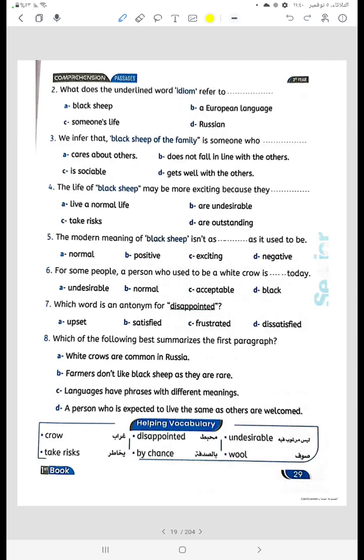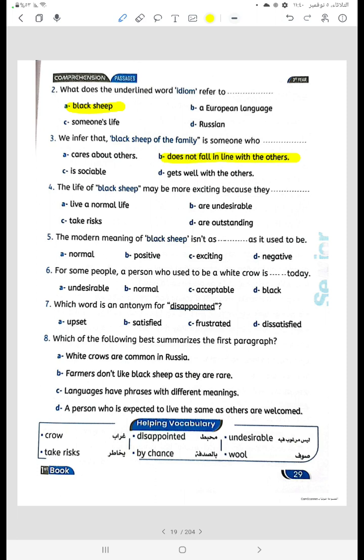What does the underlined word idiom refer to? The word idiom refers to what? Black sheep, of course, not European language, someone life, or Russian black sheep. We infer that black sheep of the family is someone who cares about others. No. Is sociable. Gets along well with others. No, doesn't fall in line with the others.